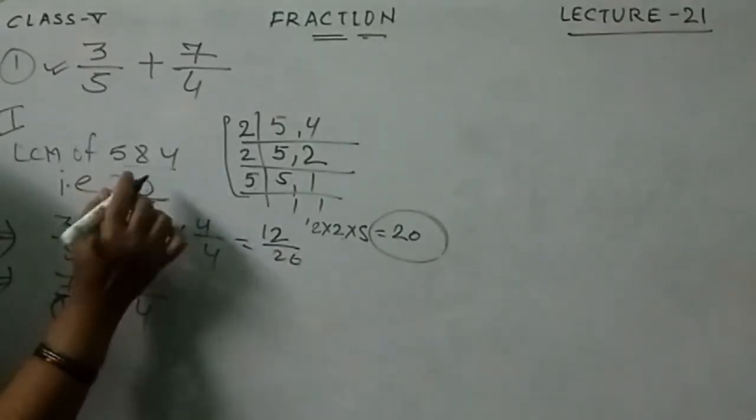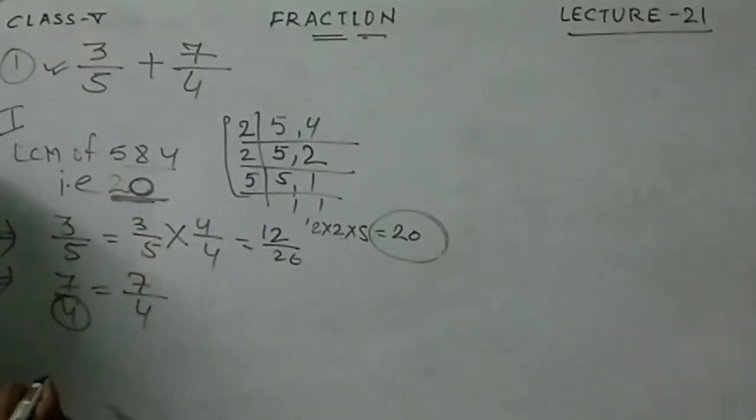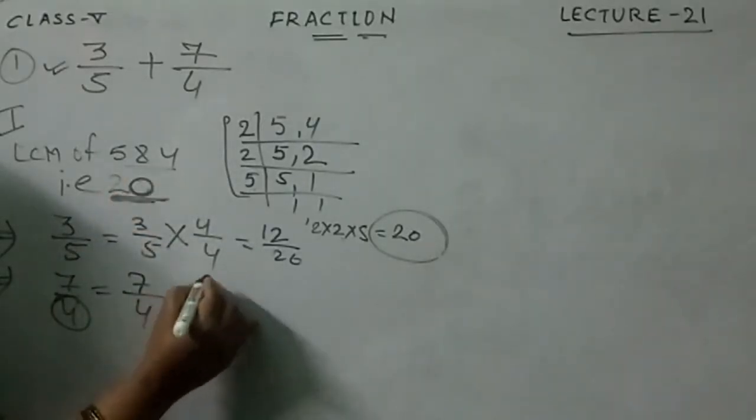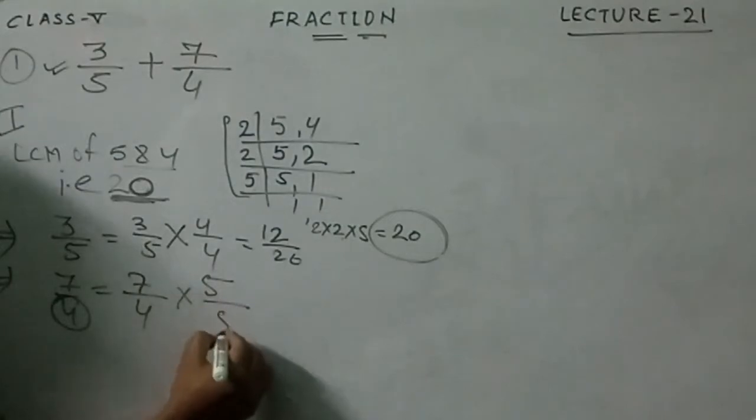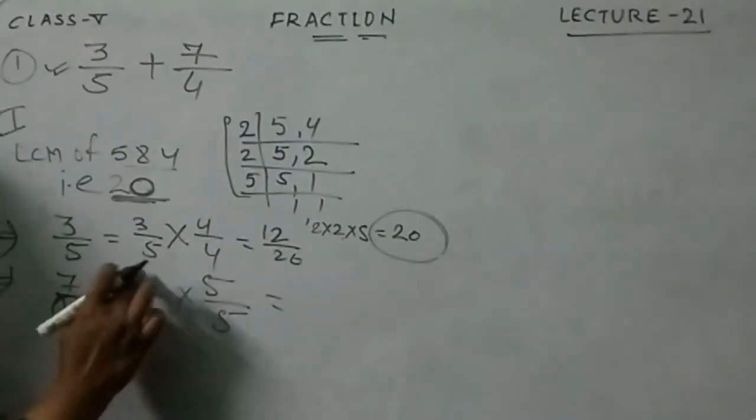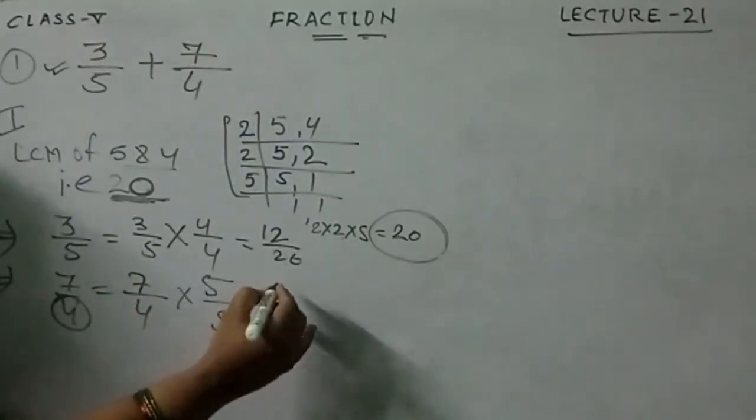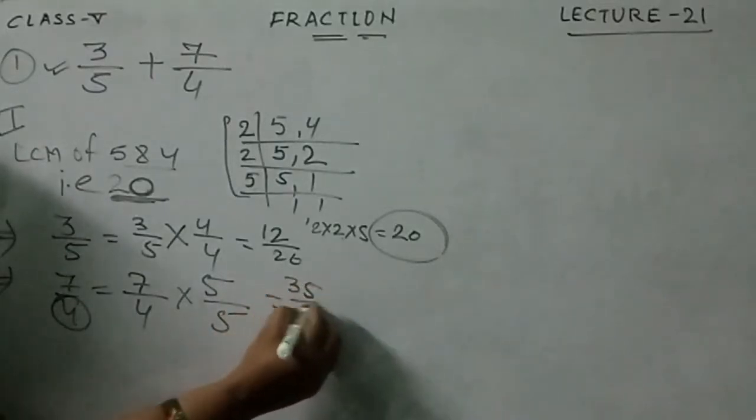It will be equal to 20. Then 4 5s are 20, so we will multiply 5 by 5. Multiply the upper numbers together and the down numbers together. 7 5s are 35 and 5 4s are 20.